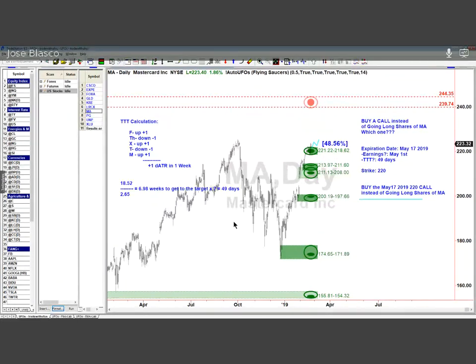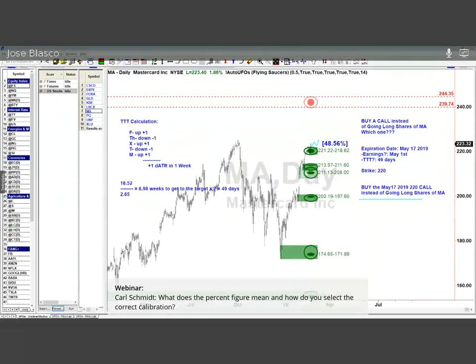Good. So here is Carl's question. I'll get this on the stream so everybody can read. What does the percent figure mean, and how do you select the correct calibration? Okay. Good. So yeah, I totally get your question, Carl. This is a very, very good, very important question.